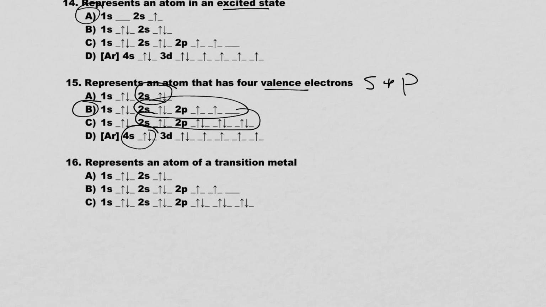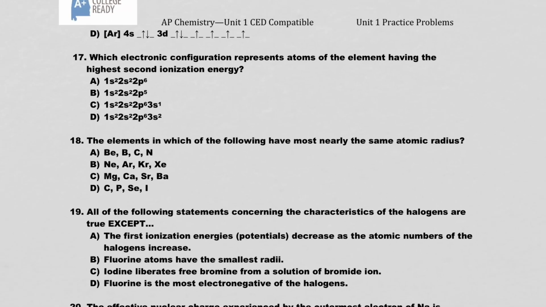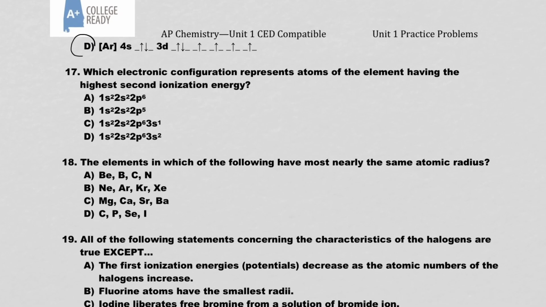Number 16, this represents an atom of a transition metal. We know transition metals have d electrons, so I'm looking through these 3 choices, and then unfortunately D's on the next page, but I can see that there's no way any of these could be the answer, because the first d orbitals are in the 3rd energy level, and it doesn't even get up that high. So when we go to D, we can see there's no question that must be the answer.